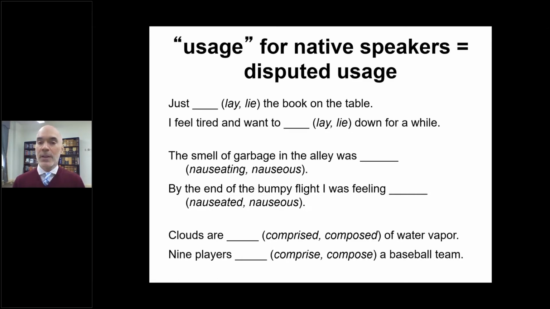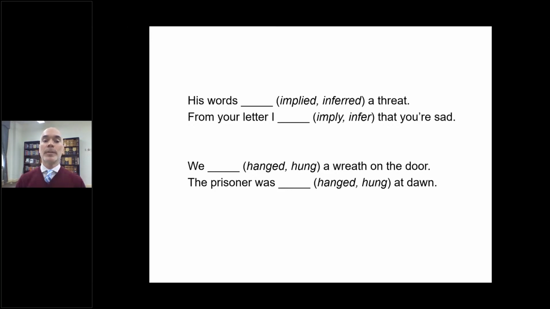We have an entire dictionary at Merriam-Webster of English usage. It's every bit as big as the regular collegiate dictionary, and it explains all of these conventions, which really is what we're talking about, conventions. Here's a couple more. His words imply or infer a threat, and then from your letter, I imply or infer something. I can't quite see my screen, but that you're, what does it say? That you're sad. And so again, imply and infer are words that are often confused in English.